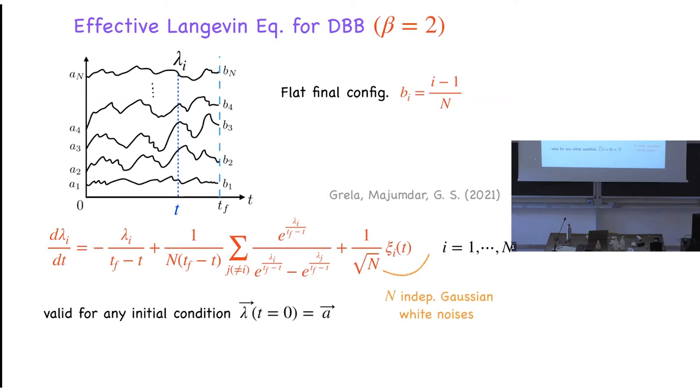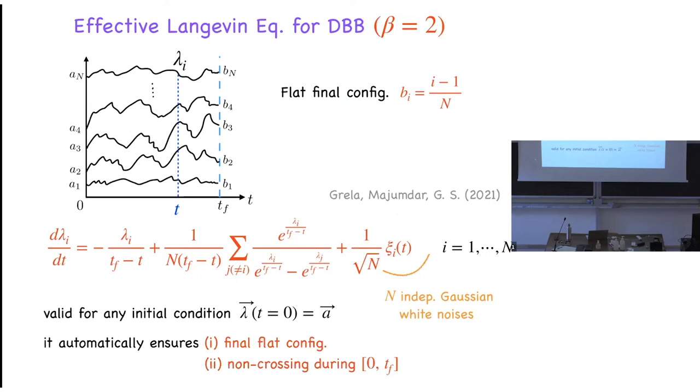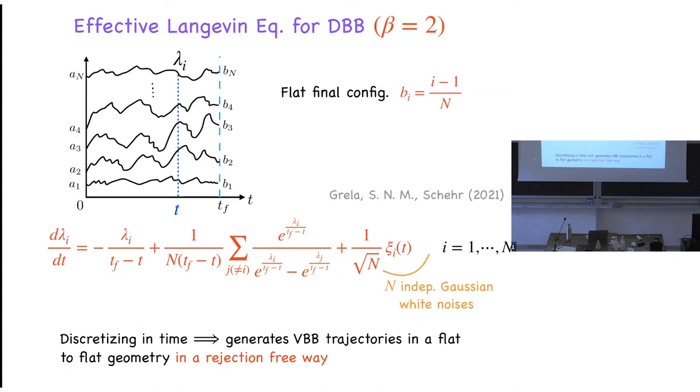So that's already nice because this gives us a nice way to generate our non-intersecting Brownian bridges, because first it automatically ensures the final flat configuration. This is built in somehow, and also because of this term here, we have the non-crossing condition. So that's the first part of what we wanted to do. Now you just have to discretize this in time, put it on your computer, and you can easily generate nice configurations such as these ones. Very simple.